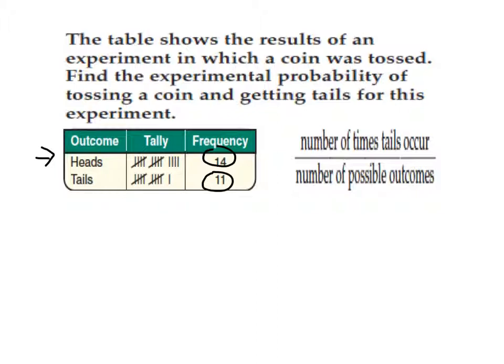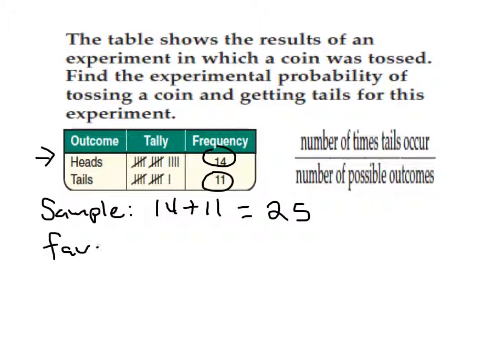So now let's build a ratio. Our sample was 14 plus 11, so that's our total. Adding those two together, we get 25. Then our favorable, well, we don't have to do any counting. They told us we got 11 tails. Now let's build our ratio, which is 11 over 25.